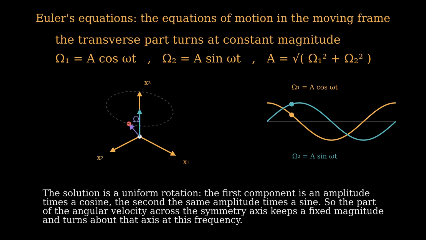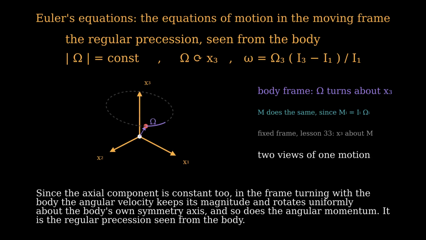So the part of the angular velocity across the symmetry axis keeps a fixed magnitude and turns about that axis at this frequency. Since the axial component is constant too, in the frame turning with the body, the angular velocity keeps its magnitude and rotates uniformly about the body's own symmetry axis, and so does the angular momentum. It is the regular precession seen from the body.